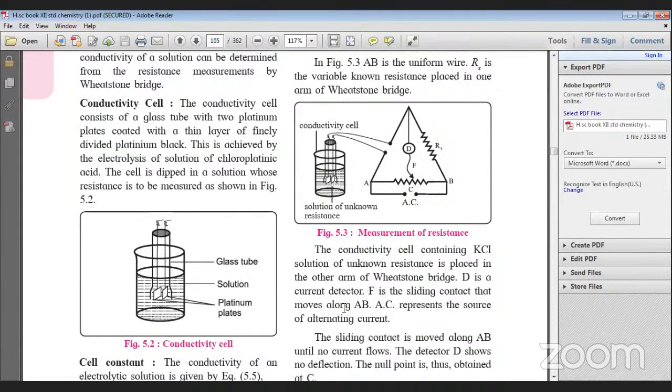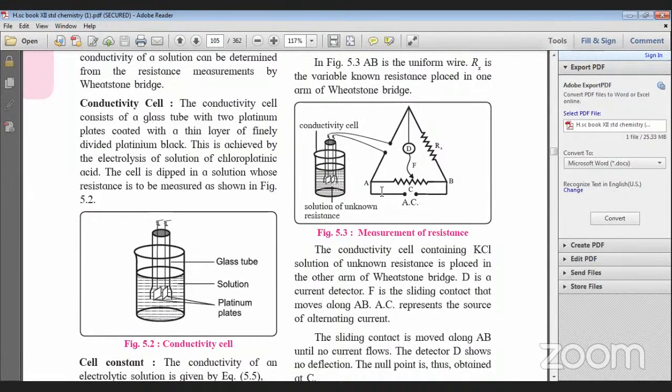D is a current detector. You can see here D. D is a current detector and there is a jockey attached. So where the deflection is there, we have to see and we have to move the jockey till we get a zero deflection. F is a sliding contact. It is also called a sliding contact, which checks across the AB conductor where we get the null point. Then we will move this sliding contact F along the AB wire.